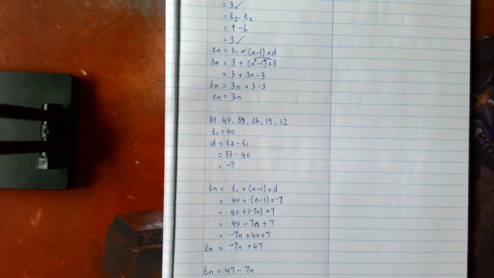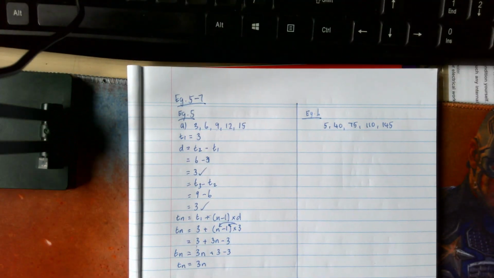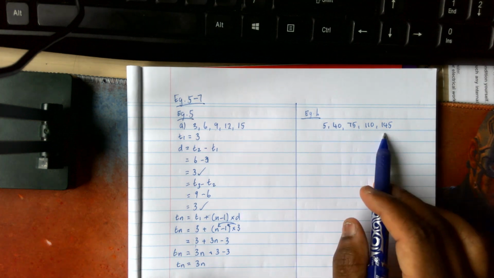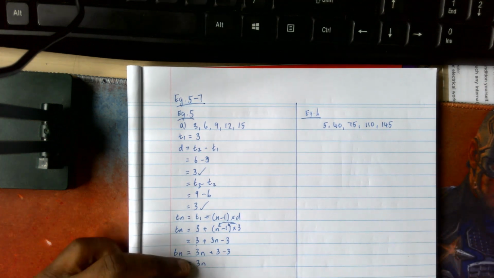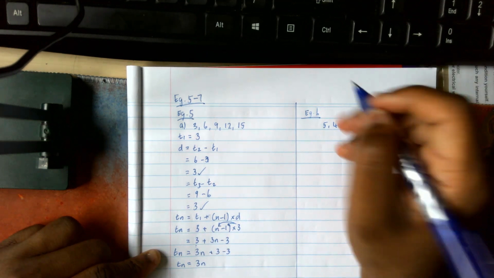Alright, example 6. We've got to work out the 20th term in the sequence. To work out the 20th term, we need the formula first. We need our general rule. So I need to work that out first.